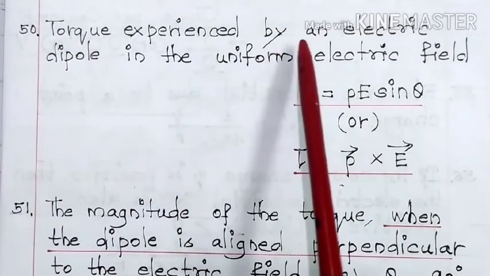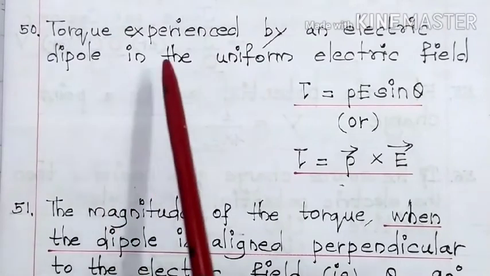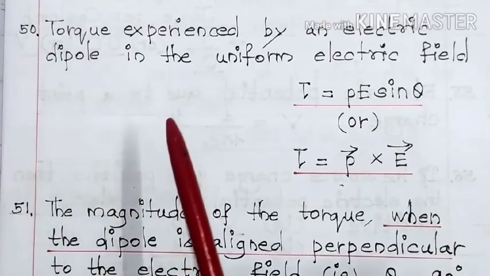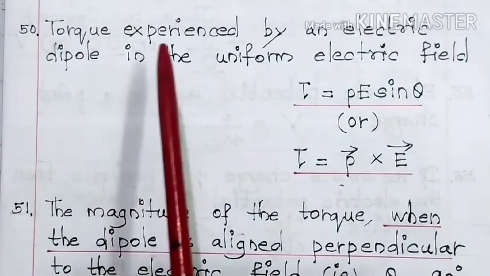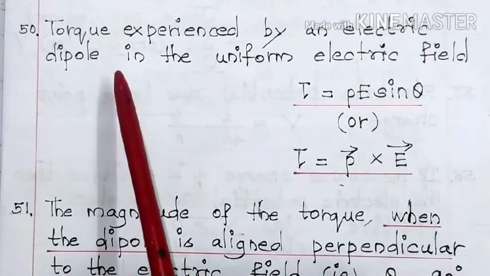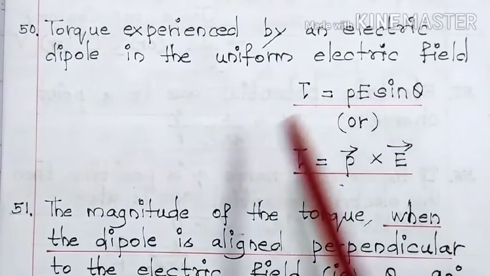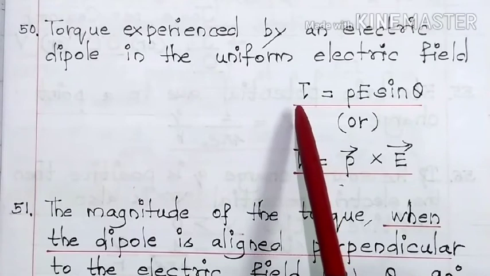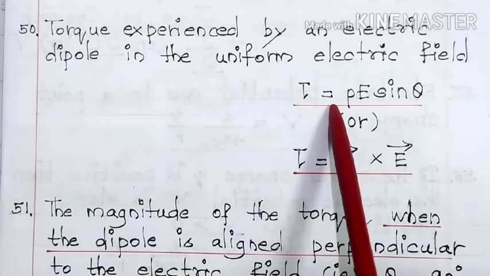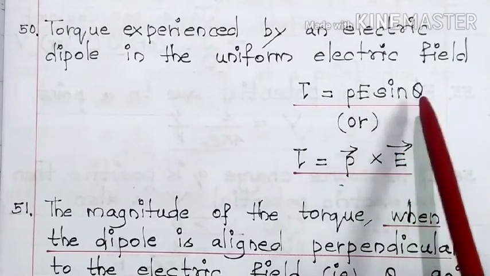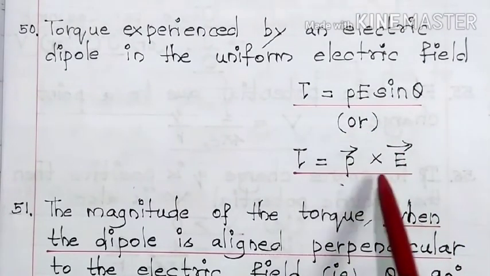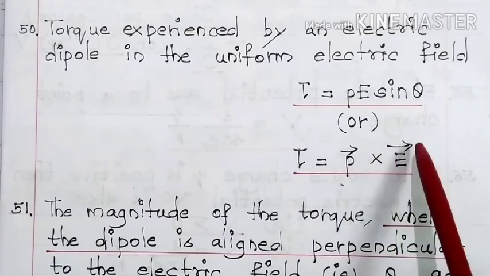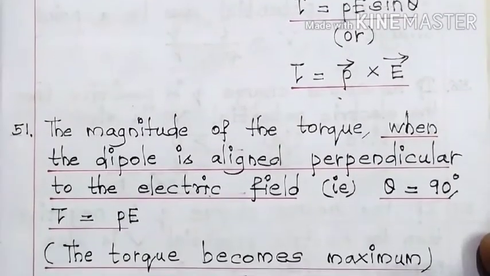Torque experienced by an electric dipole in the uniform electric field. What is meant by torque? The rotating force experienced by an electric dipole when it is placed in the uniform electric field. The expression for it is tau, a Greek letter. Tau is equal to small p capital E sin theta, or in vector notation it is written as tau is equal to small p vector cross capital E vector. Next point.